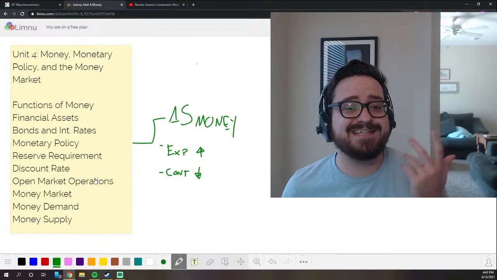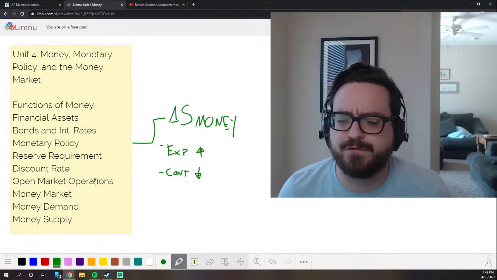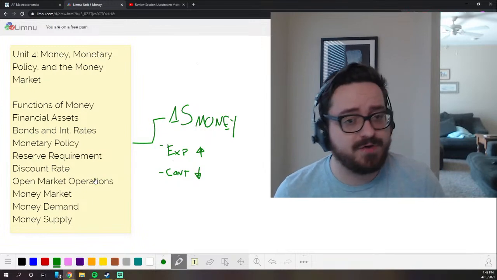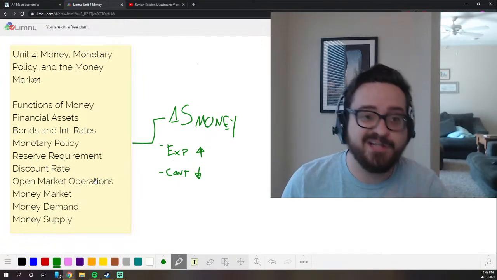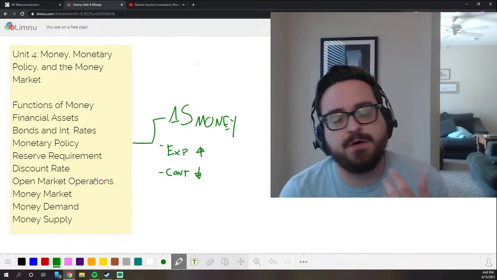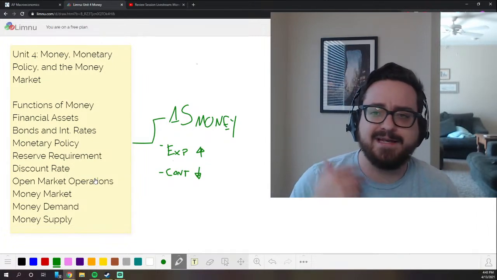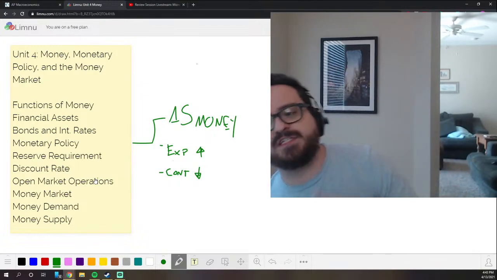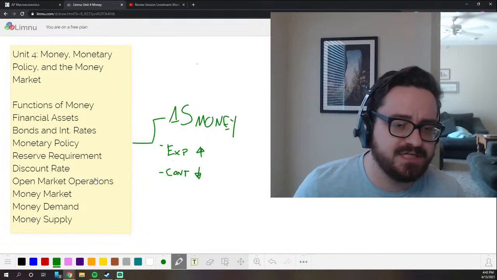If they raise the discount rate, making it more expensive for banks to borrow from them, then banks won't be able to borrow as much from the Federal Reserve, so that'd be contractionary. And if the Fed lowers the discount rate, it's going to be really affordable for banks to borrow from the Fed, so they can borrow more, and that'd be expansionary. So again, banks can have more money, expansionary; banks can have less money, contractionary. That's kind of how it goes every time.